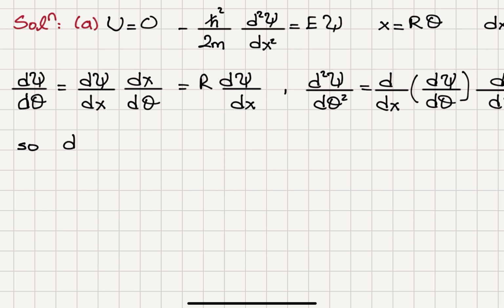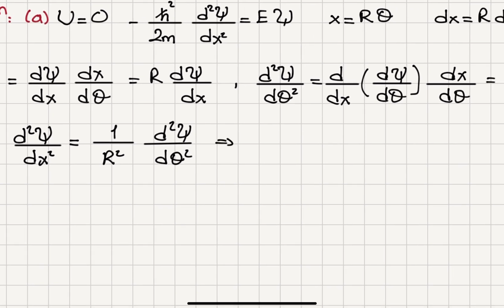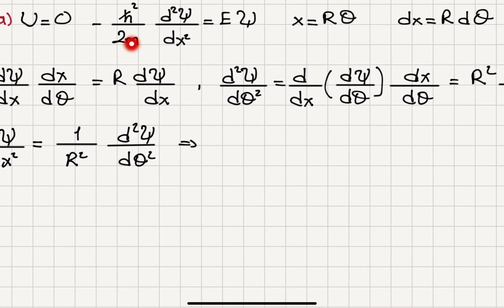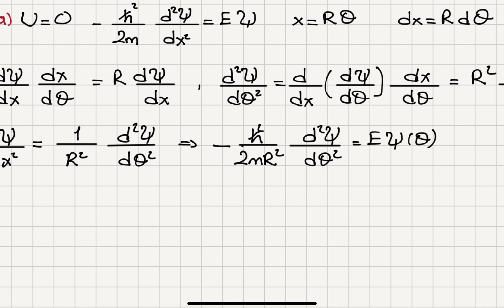So d squared psi dx squared is 1 over capital R squared d squared psi d theta squared, and substituting that into Schrödinger's equation, I have minus h bar squared over 2m multiplied with 1 over R squared d squared psi d theta squared is equal to energy times psi as a function of theta.